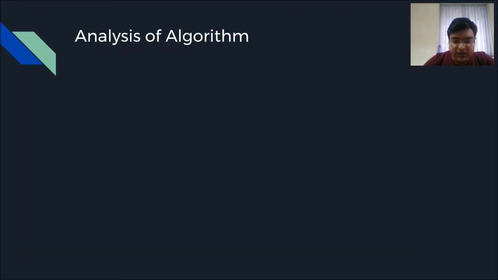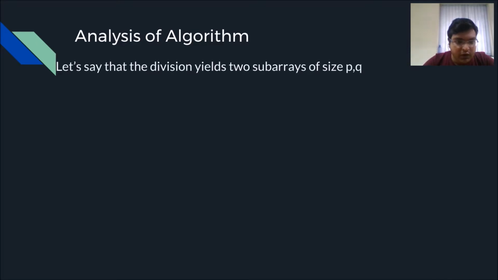So let's understand how this algorithm performs in the number of steps, or more precisely, let's look at the analysis of the runtime of the algorithm. So let's say that the algorithm actually chooses a pivot and it divides it into two parts, the left sub half and the right sub half. So consider that the left sub half is of size p and the right sub half is of size q, where p plus q is equal to n minus 1.